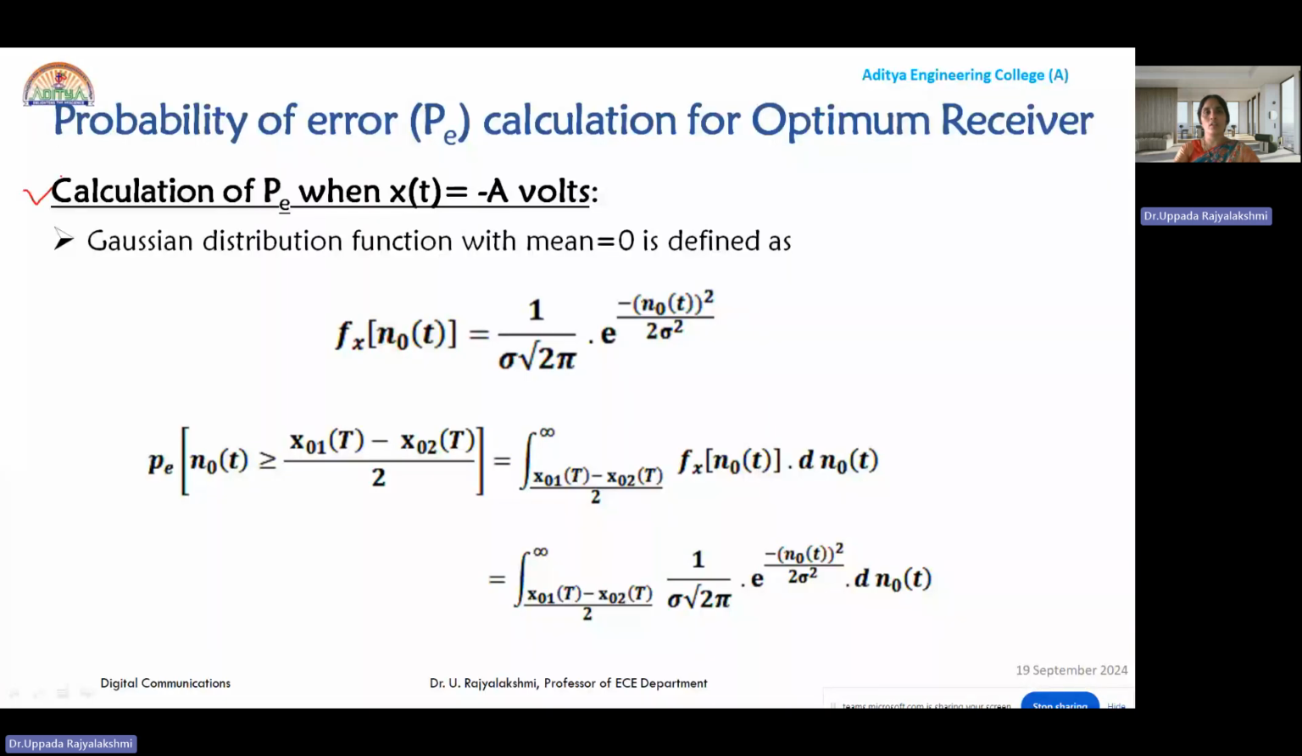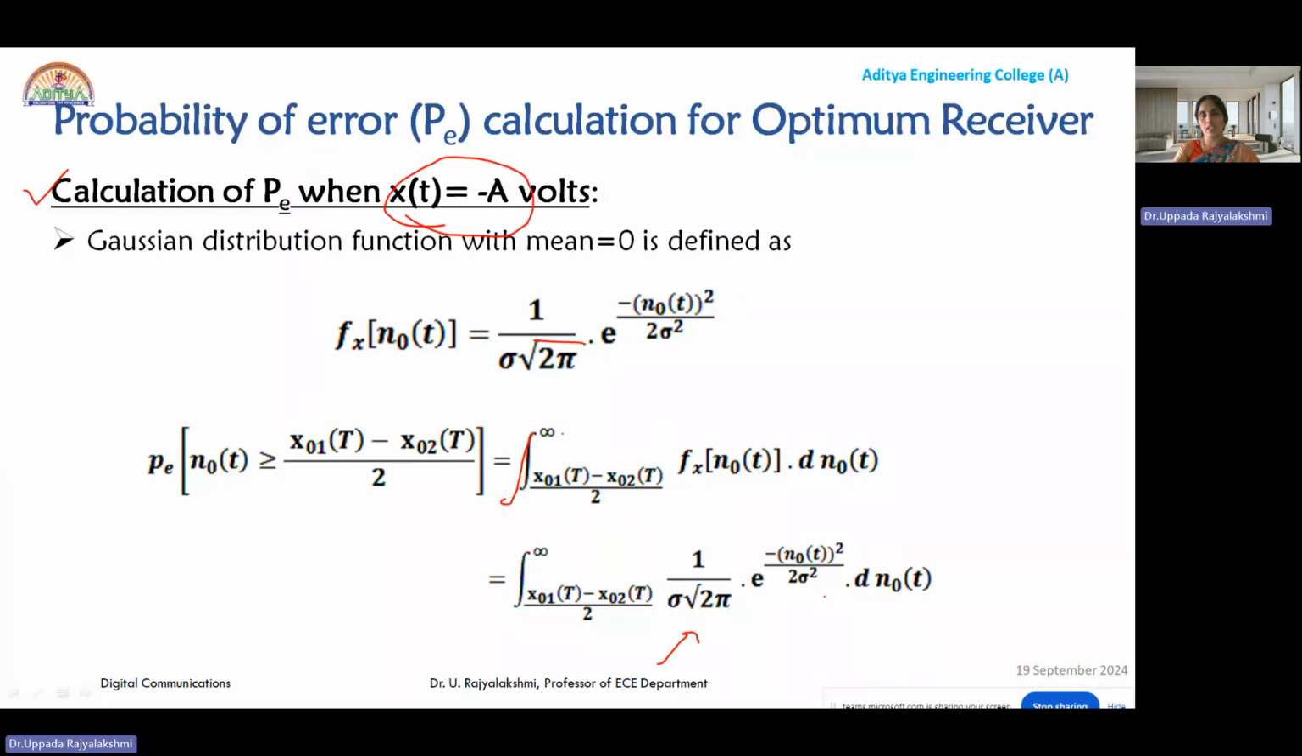Now we are going to calculate the probability of error when x of t is equal to minus a. And in the figure you observe that you have to integrate the whole area beyond x01 of t minus x02 of t by 2 to evaluate the probability of error for negative magnitude of input. So that's why you have taken the lower limit as x01 of t minus x02 of t by 2 and upper limit as infinite, with the function f of n0 of t as 1 by sigma root 2 pi e power minus of n0 of t whole square by 2 sigma square. Just substitute it here, and now you are going to integrate.